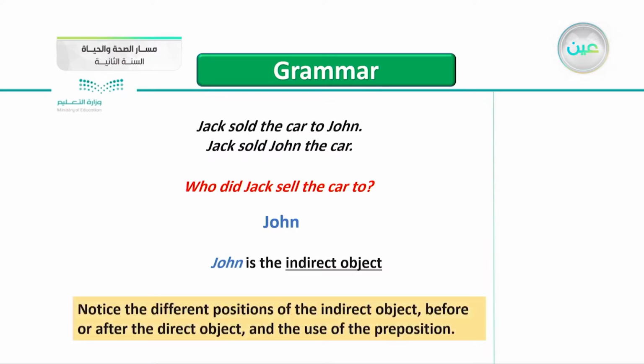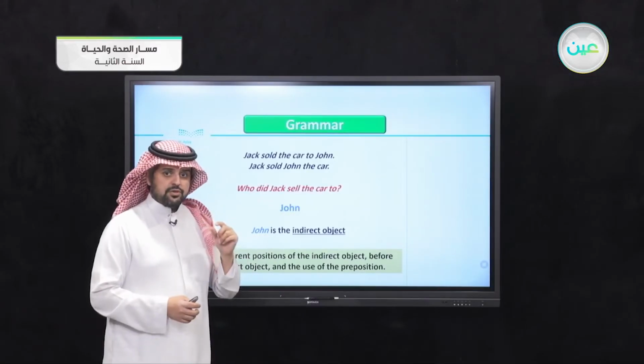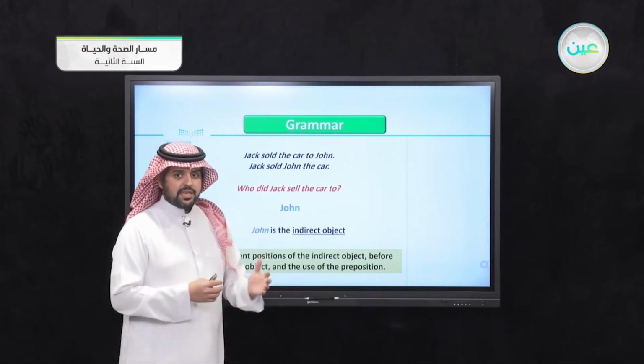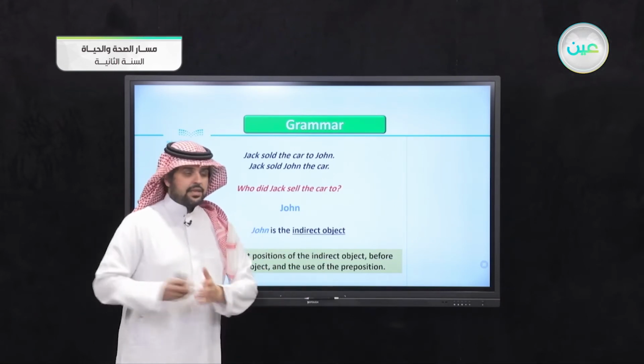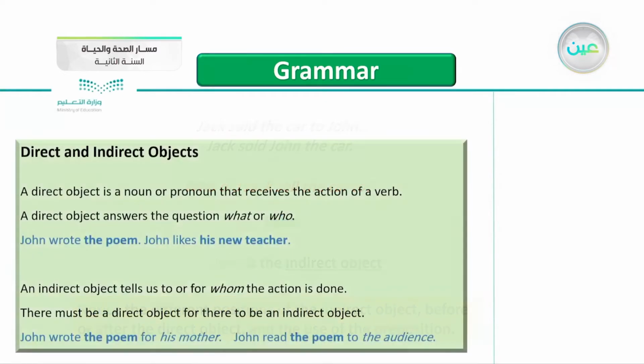Notice the different positions of the indirect object, before or after the direct object, and the use of the preposition. We notice here, you said Jack sold the car to John. Notice the indirect object John here is at the end of the sentence. And the second, Jack sold John the car. So when we remove the preposition to, the indirect object changes its position in the sentence. We'll be studying more about that now. Here, direct and indirect objects.